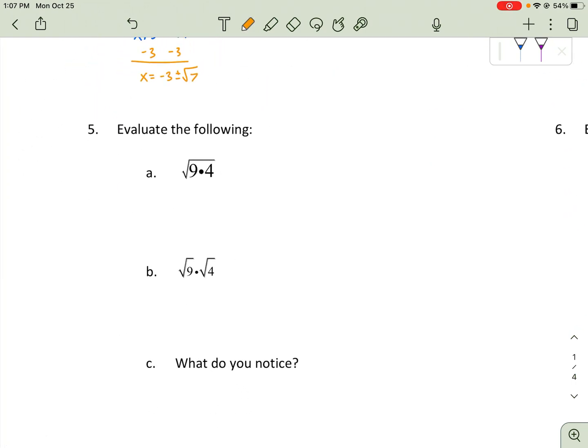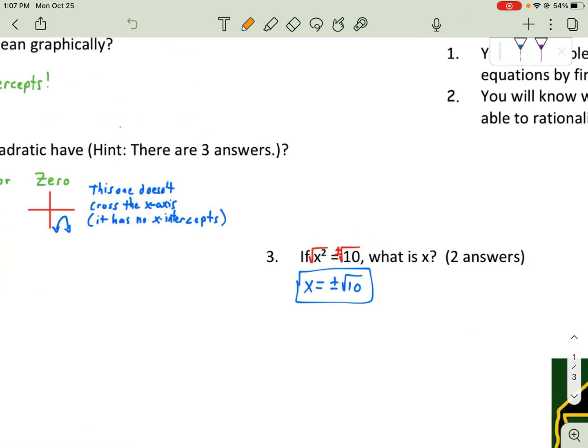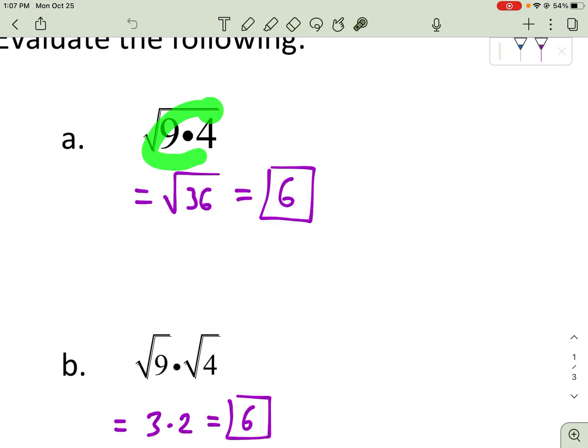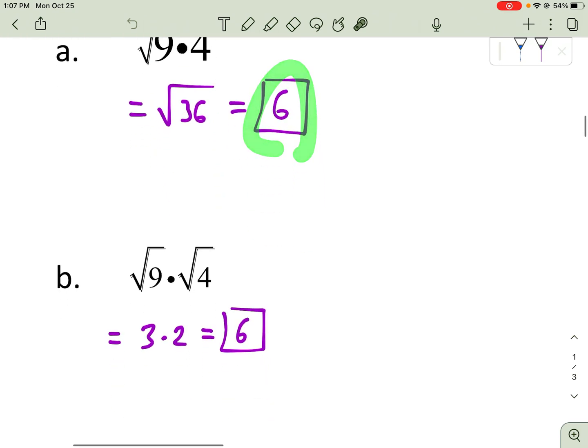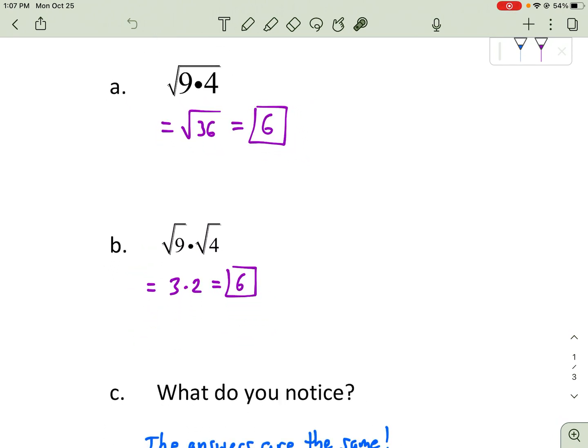All right, number 5. I'm just going to go to the already filled out key to make this a little quicker. You should get, on this one, we're multiplying these first and getting 36, and the square root of 36 is 6. On part B, we're square rooting the numbers separately and then multiplying the answers together to get the same answer. So what we're supposed to notice here is that it doesn't matter if we multiply first or square root first. It's the same thing. So if I have the square root of 2 things multiplied together, I can square root them separately, and I should get the same answer.